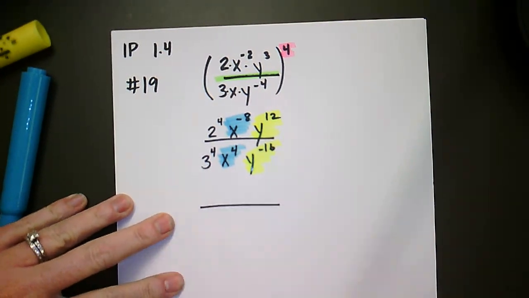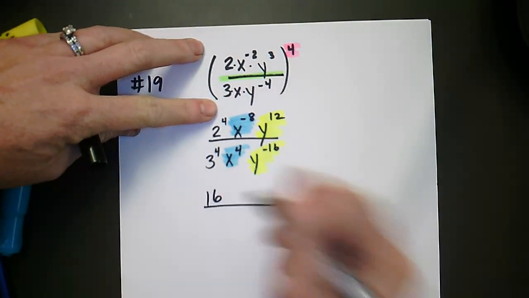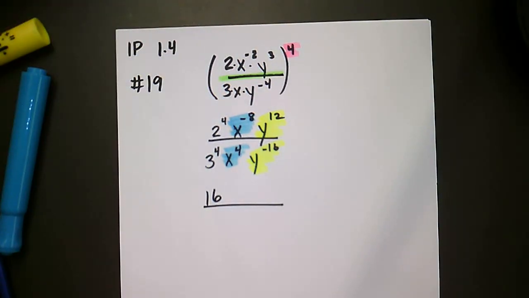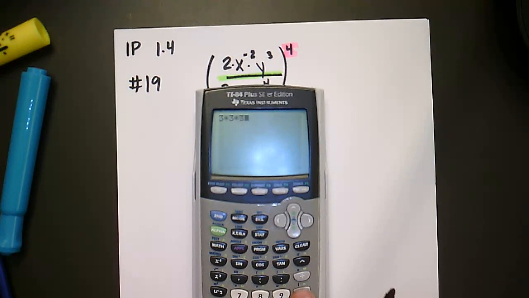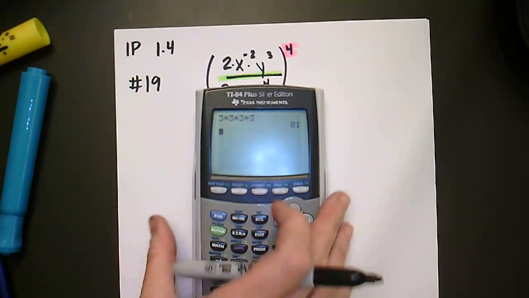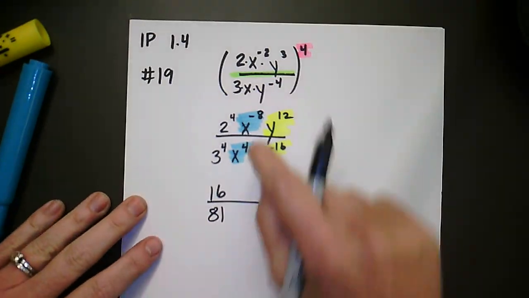I'll get my fraction bar set up here. 2 to the fourth power, 2 times 2 times 2 times 2, that's 16. If you want to use a calculator, you can. 3 to the fourth power, that's 3 times 3 times 3 times 3. Here, I'll show you that in the calculator for this one. 3 times 3 times 3 times 3, 81. So that's going to become an 81. And now I'm going to divide these.